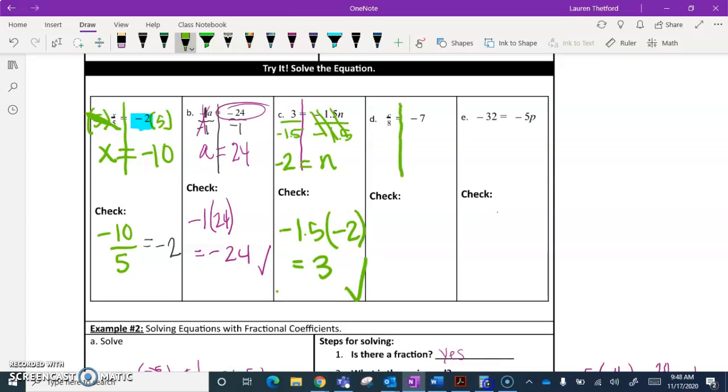Draw my line down the equal sign. I have C divided by 8, so I'm going to multiply by 8 on both sides. These cancel. C equals negative 56.